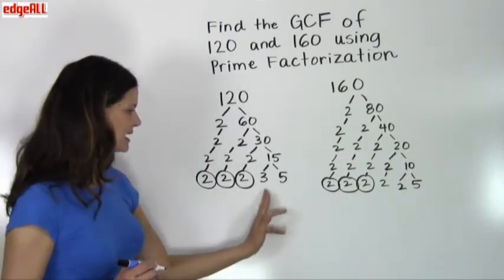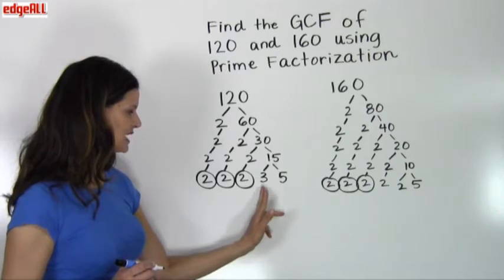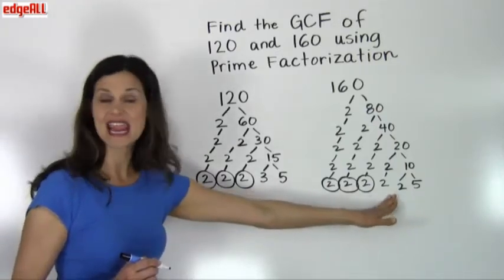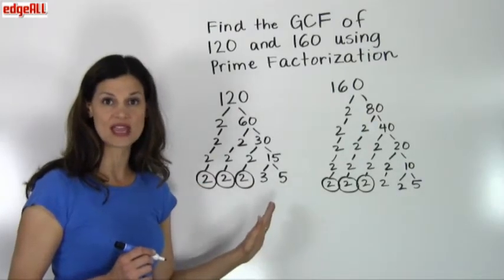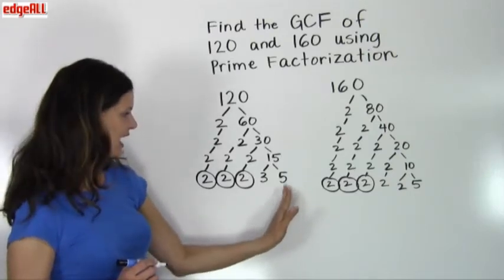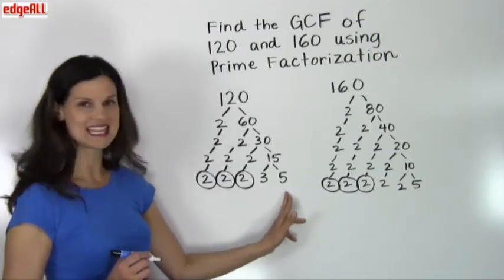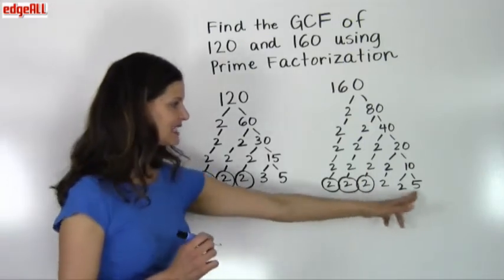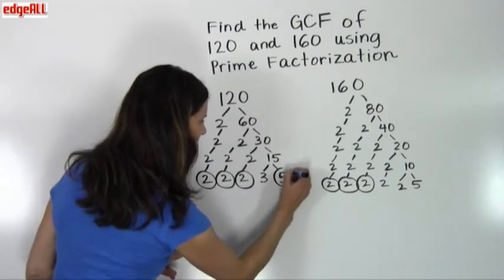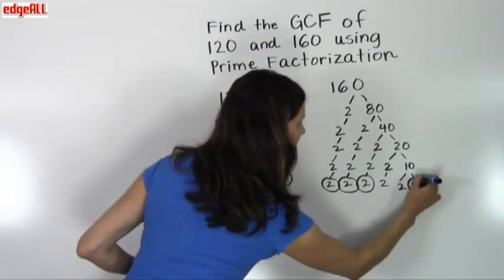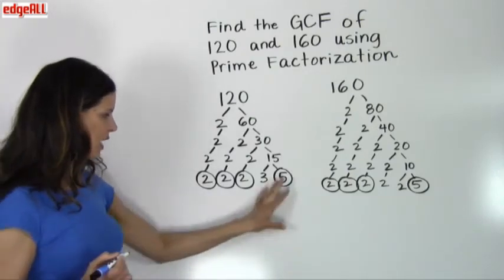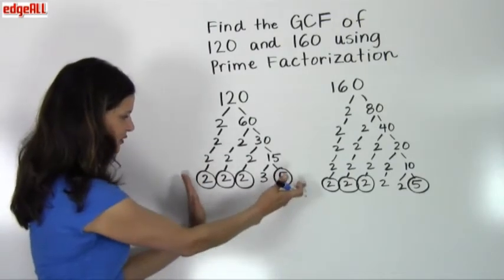Then I move on to my next prime number in the factorization, and in this one I have a 3. But this one does not contain a 3, so I'm not going to circle the 3 at all. They have to have them in common. And then here I have 1 5 in this prime factorization, and I can see that I also have 1 5 in the other one. So I can circle my 5s. And so then what I do is I simply take one of these, the representative will be this one.